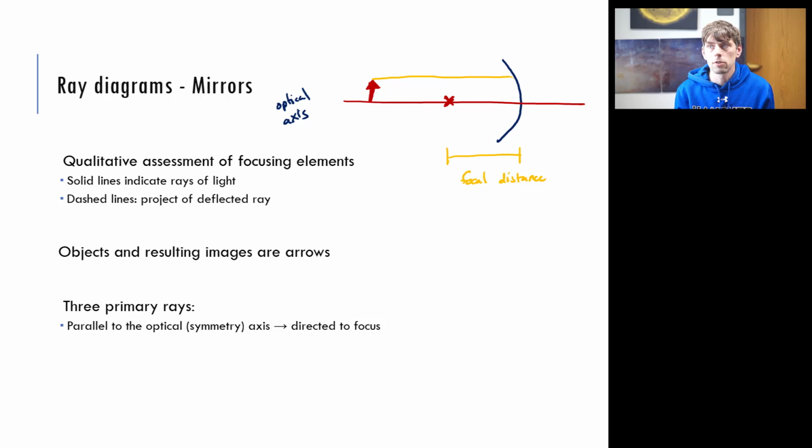And so, striking the mirror, it will reflect off and pass through the focus. So there is our first primary ray. Our second ray will be the one that goes from the top of the object and strikes the mirror exactly on the optical axis. And in fact, you already know what should happen.